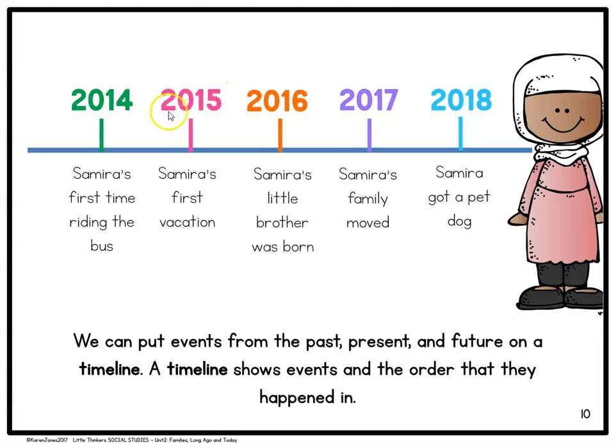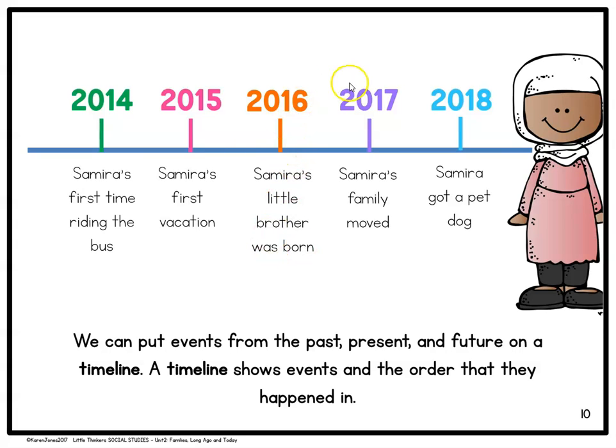And then this is 2015. So it's the next year. Look, do you see how it's lines like on a timeline or a number grid? A number line, I'm sorry. It's like one hop, so 1 year has happened. Samira's first vacation. One more hop, 2016, the next year. Okay, so 2 years have happened. Samira's little brother was born.